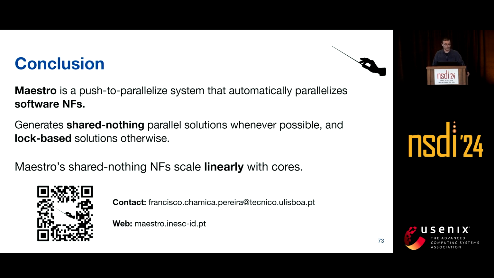So wrapping this all up, I've presented Maestro, a push-to-parallelize system that automatically parallelizes software network functions. It generates shared-nothing parallel solutions whenever possible and lock-based solutions otherwise. Maestro's shared-nothing NFs scale linearly with the number of cores.